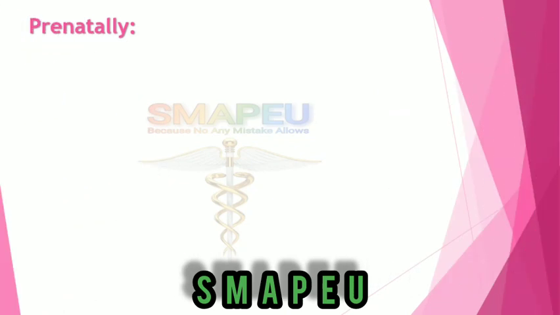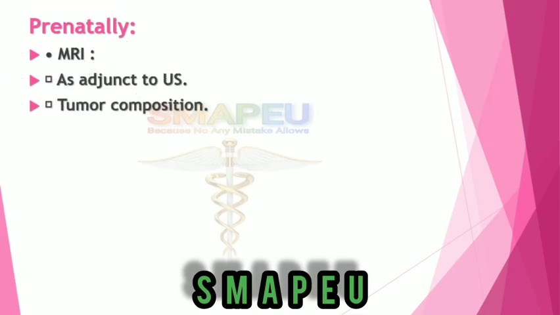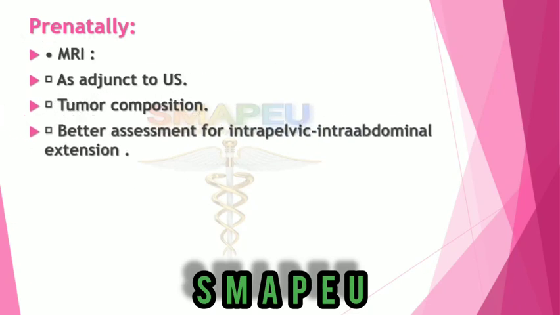Now let's discuss the MRI part of the investigation in the prenatal period. MRI is mainly used as an adjunct to ultrasonography, and we can assess the tumor composition very clearly and precisely, whether it is cystic, solid, or a mix of cystic and solid, and in which proportions. A better assessment of intrapelvic and intra-abdominal extensions of the tumor can be done by MRI. Additional fetal malformations can also be assessed on MRI.